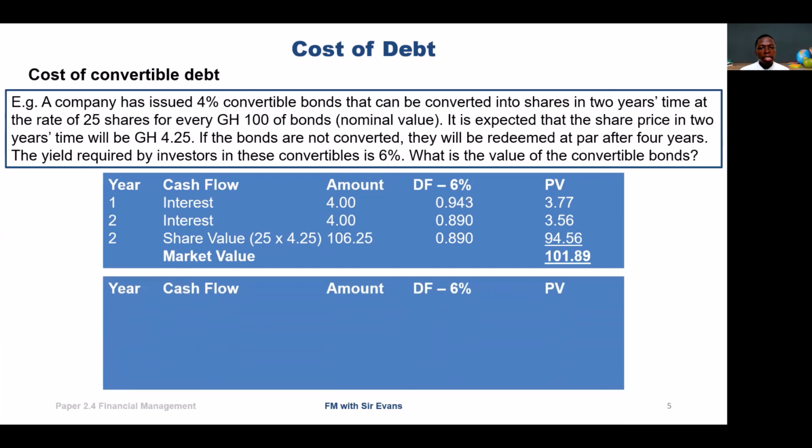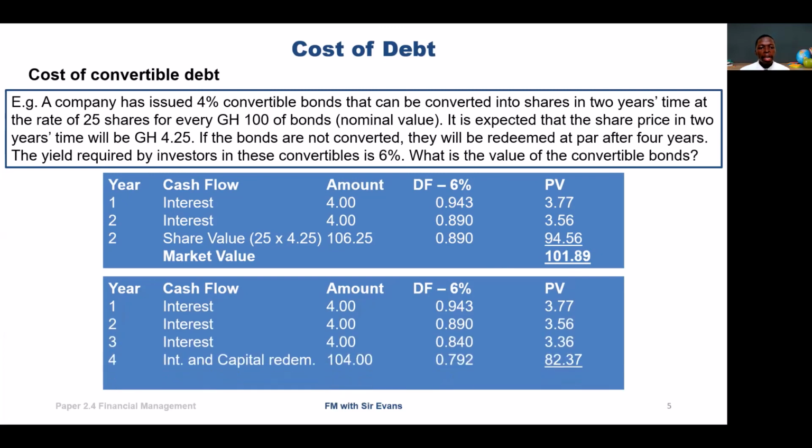The other position is if we are going to redeem it. So the interest of 4, discounted for the second year, the third year, and the fourth year, and in the fourth year we are going to redeem it at par. So it's going to be the 100 being the redemption plus the interest of 4. That will also give us a market value of 93.06. So we realize that comparing these two, the higher is 101.89. And then the value of the convertible bond is therefore going to be 101.89, given the expectation that the bonds will be converted into shares when the opportunity arises.